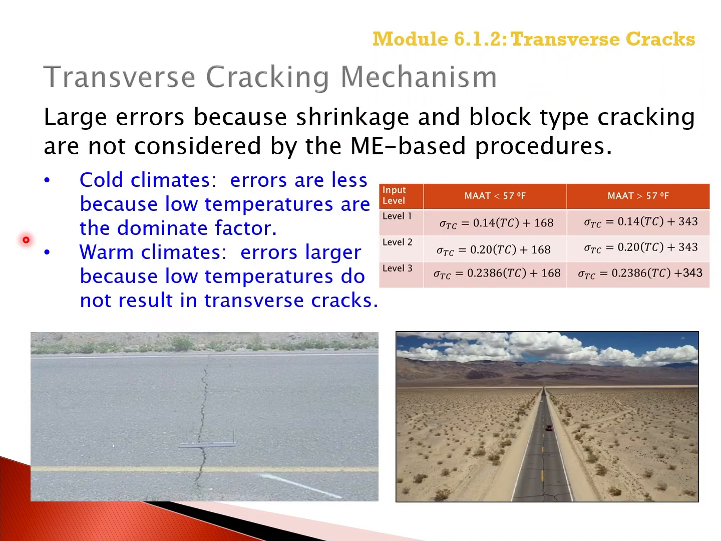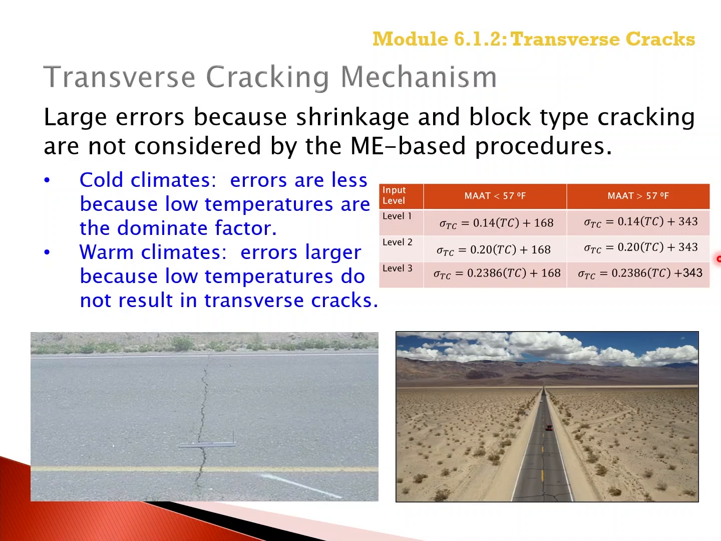An important observation regarding the error term or residual errors between the measured and predicted lengths of transverse cracks is the magnitude of the error or the standard deviations of the residuals between the measured and predicted transverse crack is the difference identified below and above a mean annual air temperature of 57 degrees Fahrenheit, kind of as shown on the previous slide.